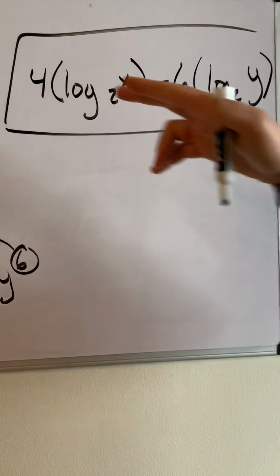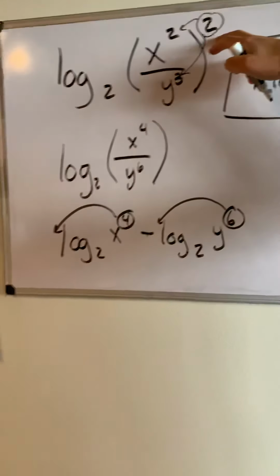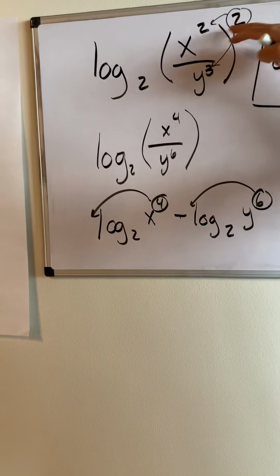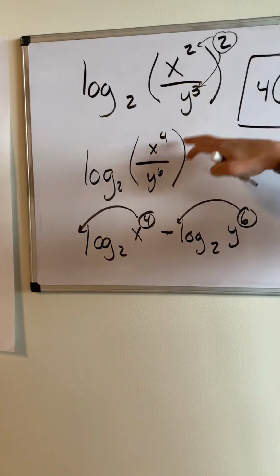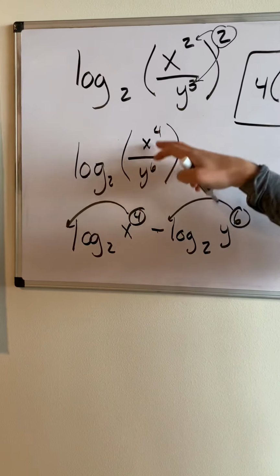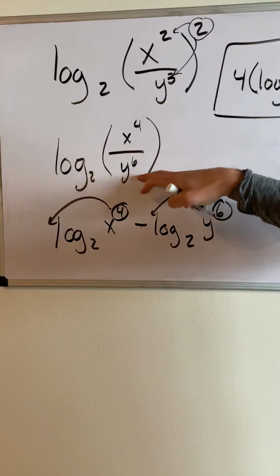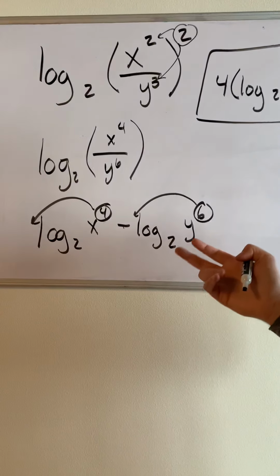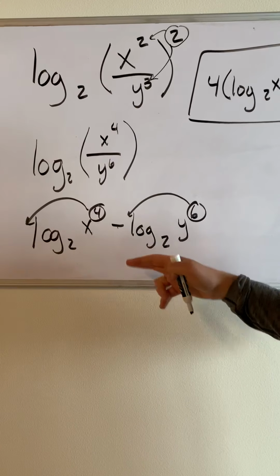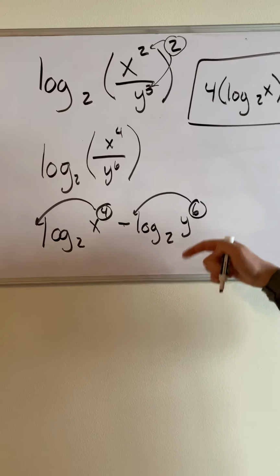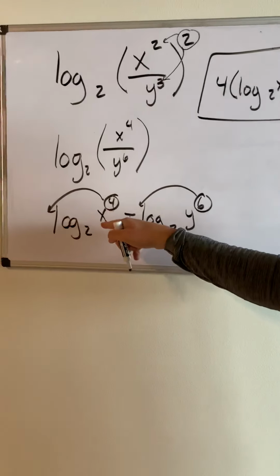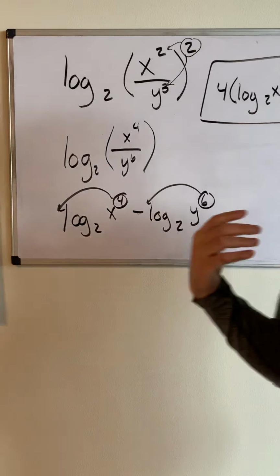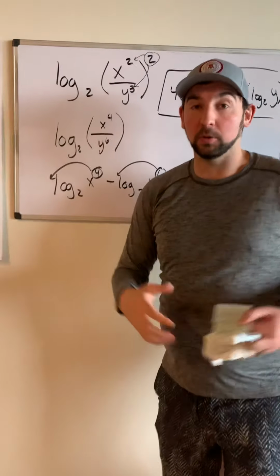So going back to it first, we distributed this power using exponent properties. So I had to multiply. 2 times 2 is 4, 2 times 3 is 6. Then I used my log properties. So I had to subtract because this is division. Division turns into subtraction to split it up. And then finally I use multiplication because it's something to a power. Okay, cool. That's how you expand. Use log properties to expand.